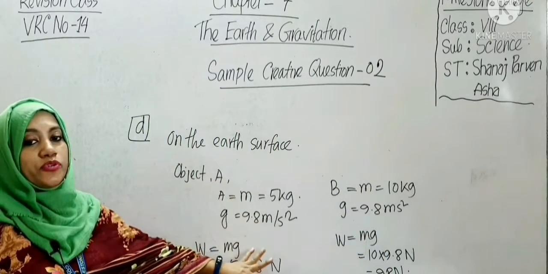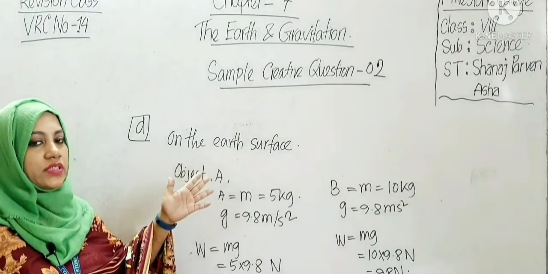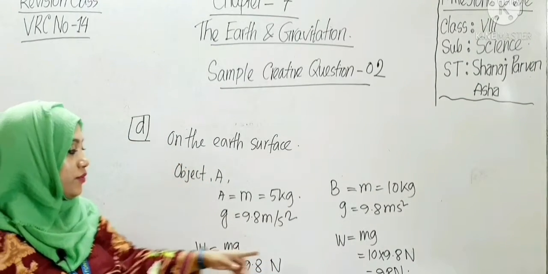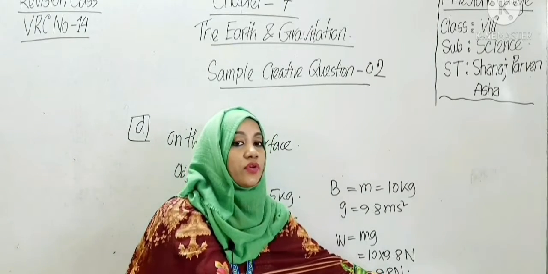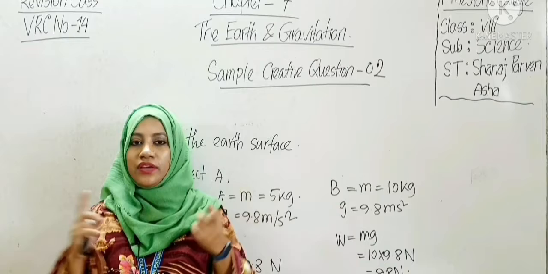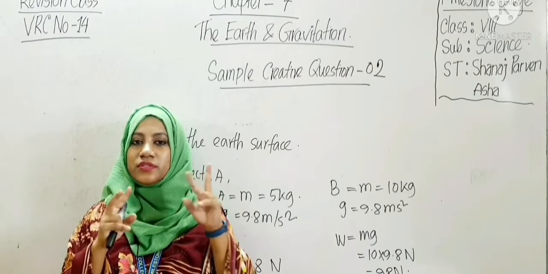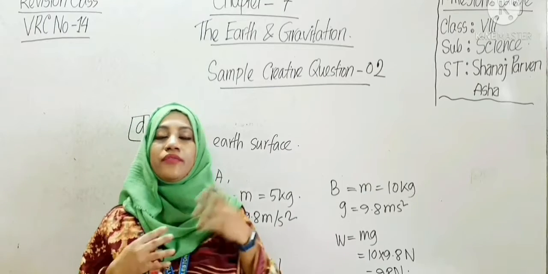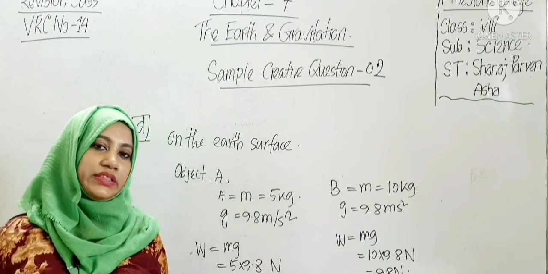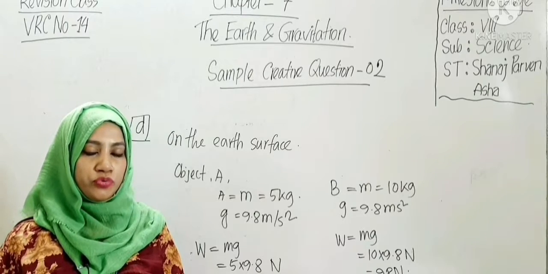The same procedure you have to do for the moon surface. Okay, and whatever value you get on the moon surface, you will subtract. I'm repeating, the value on the Earth's surface and the value on the moon surface, both you will subtract. And what is the difference you will get? That's it. This is the end of sample credit question number 2.